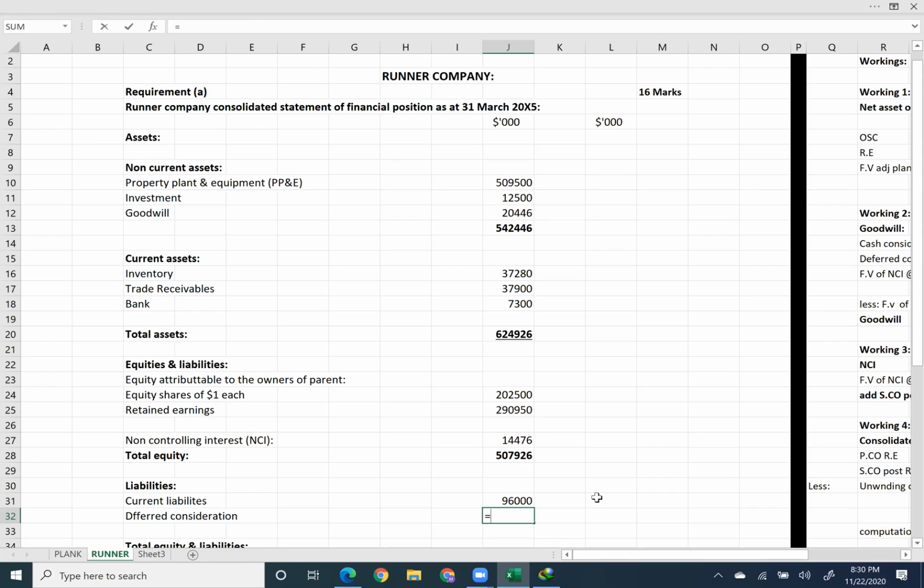One more thing. Listen, your year end is 31st March X5. And you have to pay deferred consideration on the very next day. The payment date of deferred consideration is 1st of April X5, and your year end is 31st March X5. Just after one day you have to pay. So that's why your deferred consideration is a current liability. In this question, deferred consideration is a current liability.